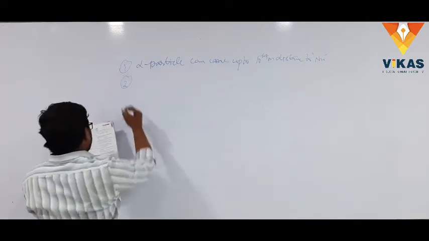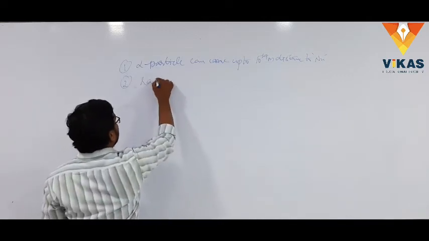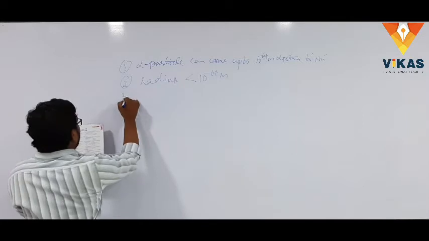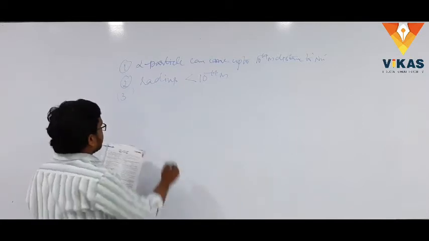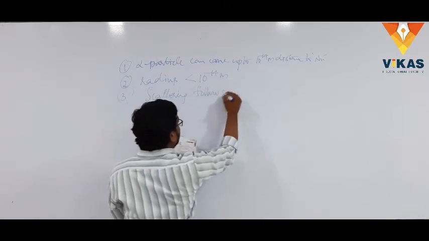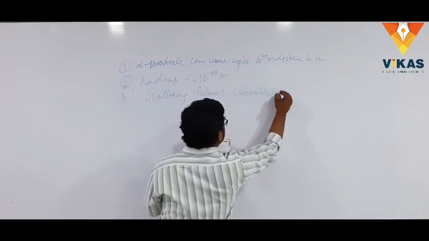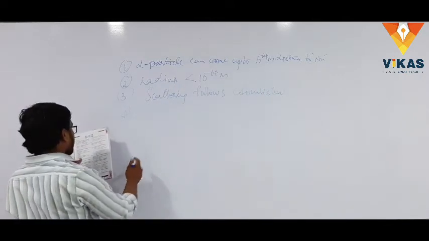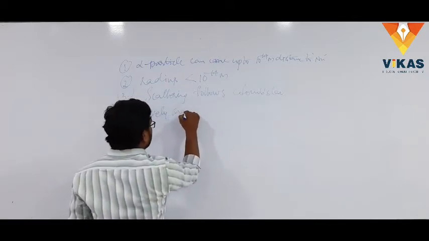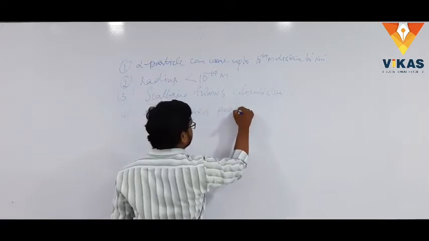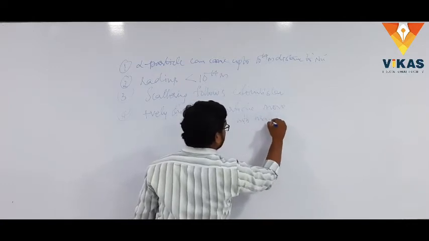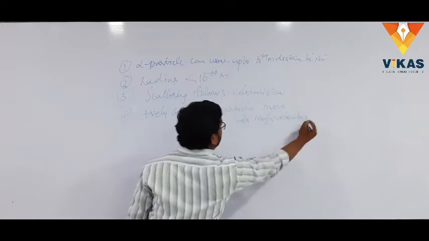And the other one is the radius of the nucleus is less than 10 to the power minus 14 meters. And the third one is scattering follows Coulomb's law. And the last option they gave is positively charged particles of an atom move with extremely high velocities. That is what they gave.